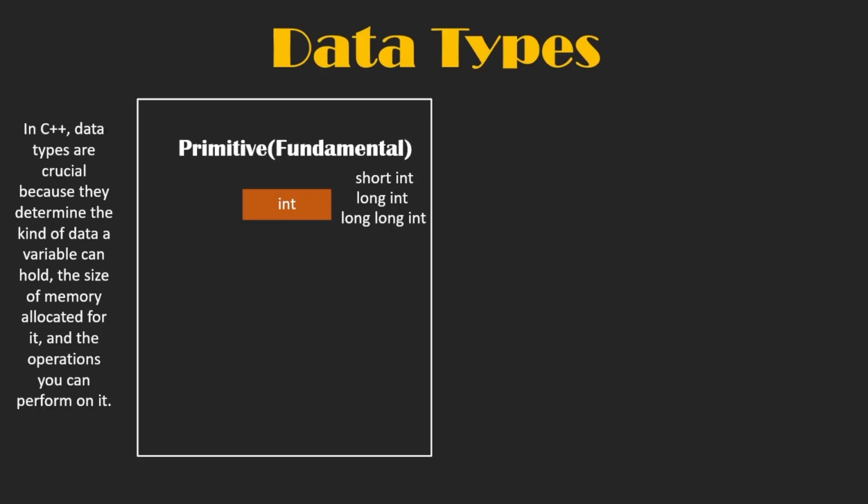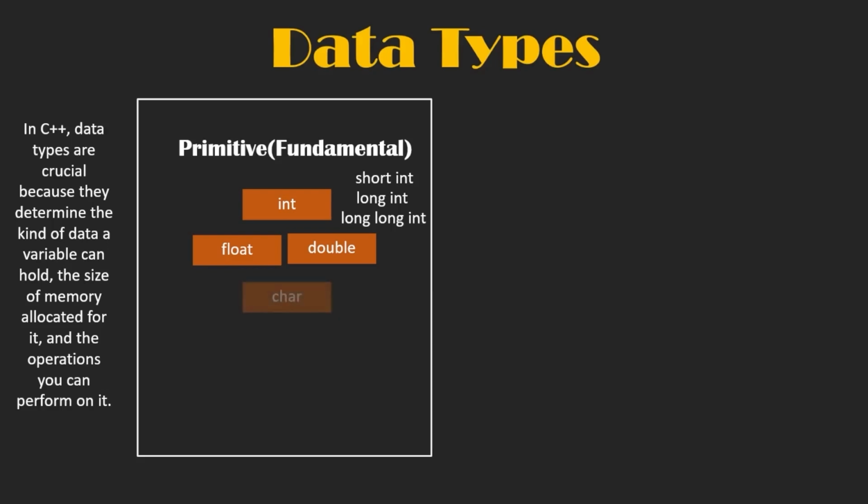When dealing with numbers that have decimal points, C++ offers floating point types. The float type is used for single precision floating point numbers and usually takes up 4 bytes. If you need more precision, double is a better choice, often occupying 8 bytes. For even greater precision, there's long double, though the size can vary. It often provides more precision than double.